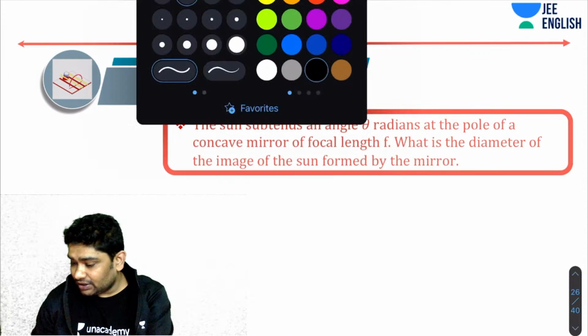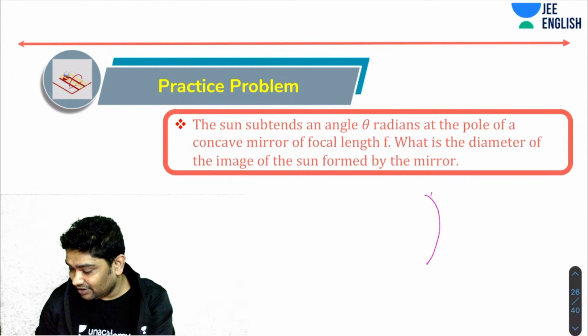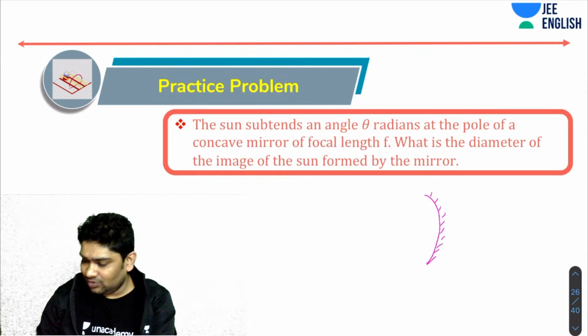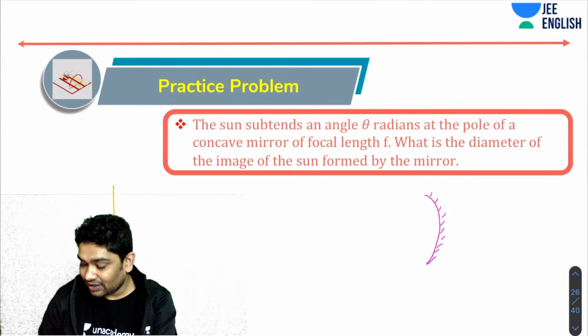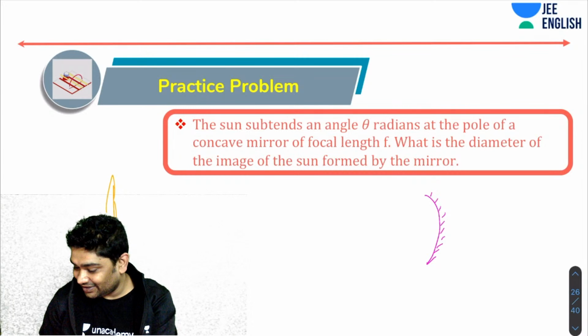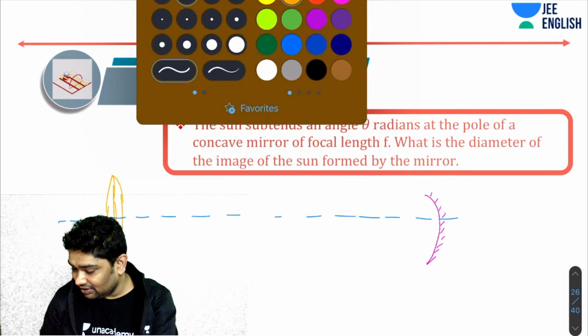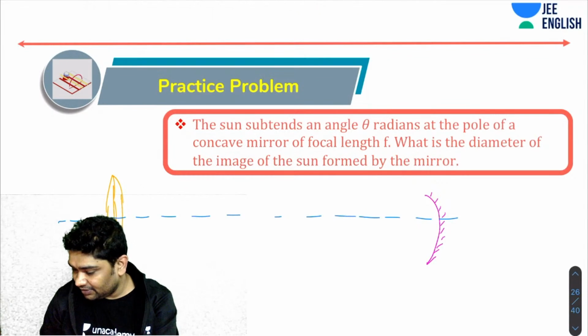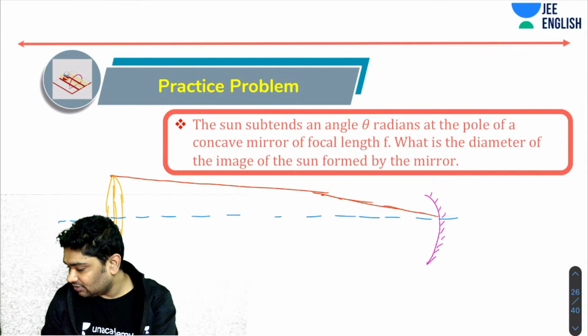So let's talk about this. So here is your concave mirror, and imagine here was your sun at infinity. Now, if this was the sun, then what you realize is that, draw the principal axis. So the upper end of the sun would have formed the image. This is how you do it.